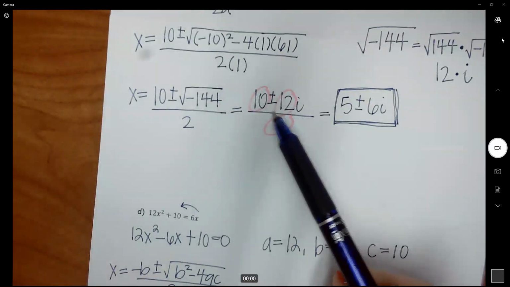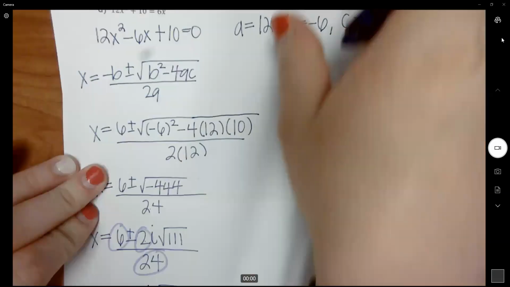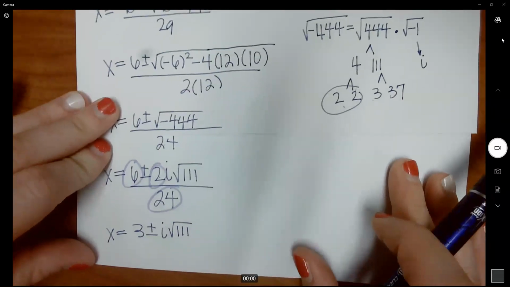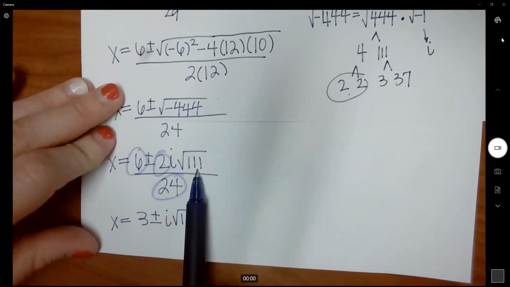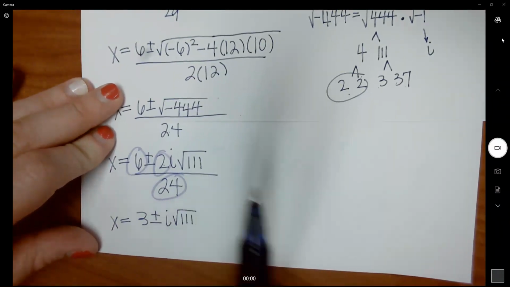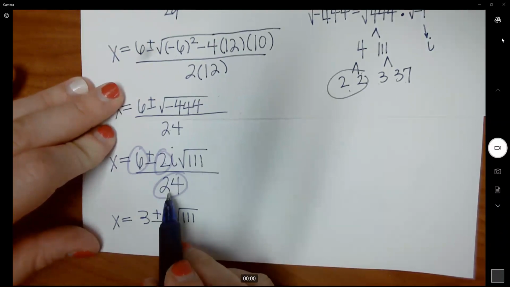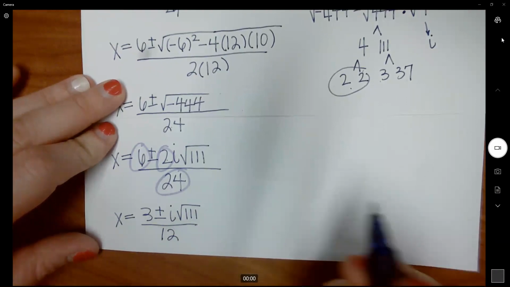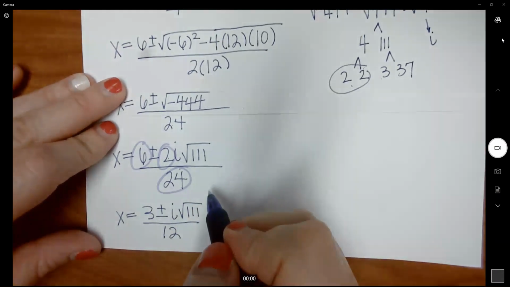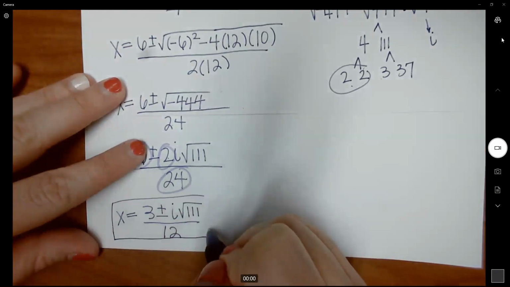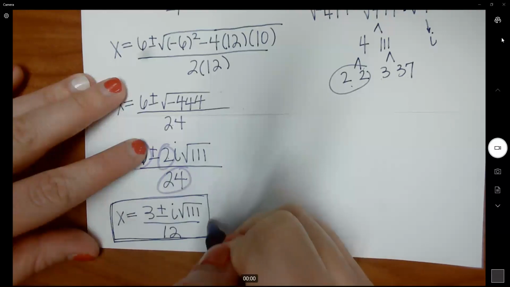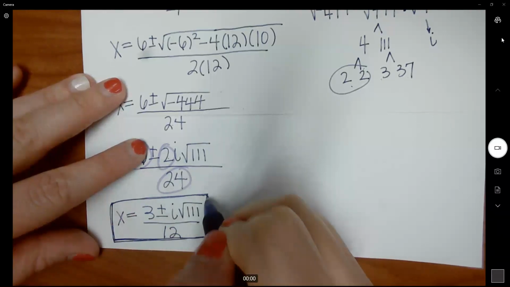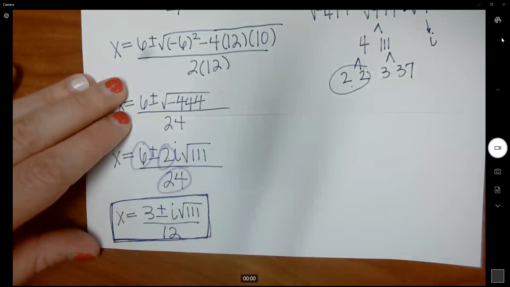Just like on the last lesson, we didn't touch what was under that radical. And then 24 divided by 2 is 12. So these are my 2 answers. And again, if you were to graph this, you would see that it would never cross that x-axis.